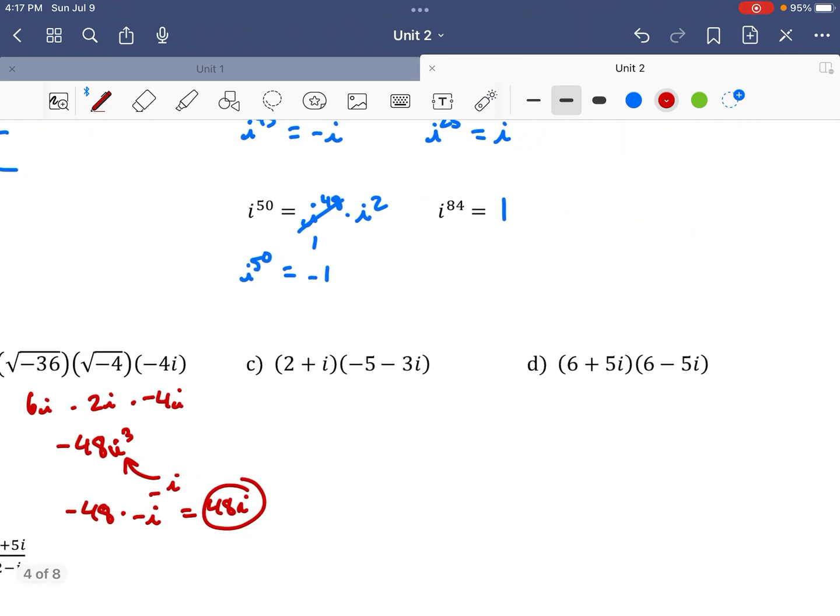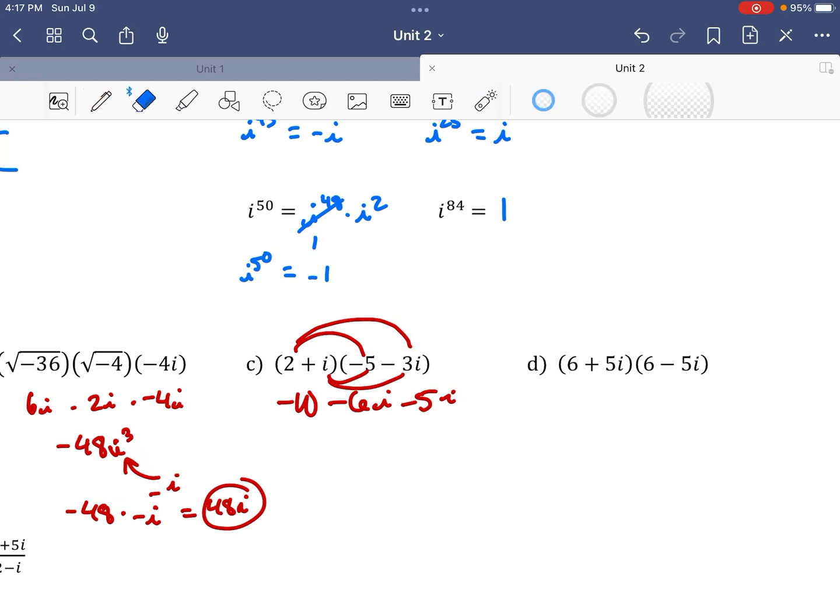Oh, this last one. Oh, 2 more. So here I'm just going to FOIL this like I would in my factoring video. So 2 times negative 5 is negative 10. 2 times negative 3i is negative 6i. So then I get negative 5i in the middle and positive 3i squared. No, I'm sorry, negative, right? Because I have a positive times a negative. So negative 3i squared.